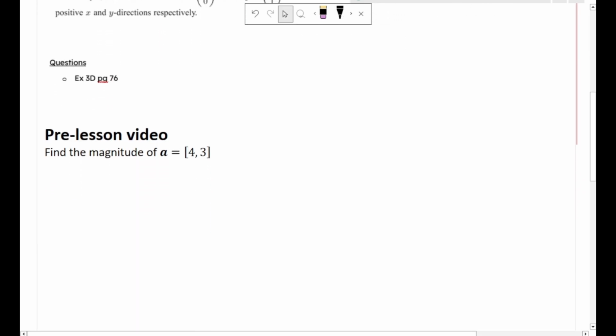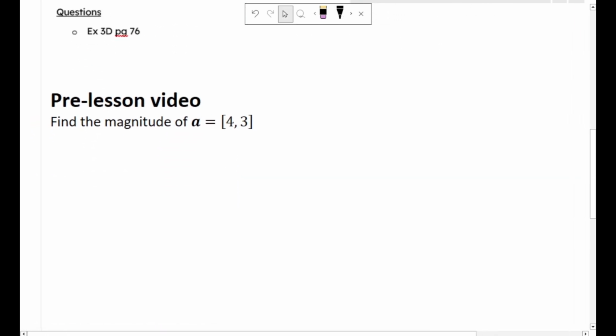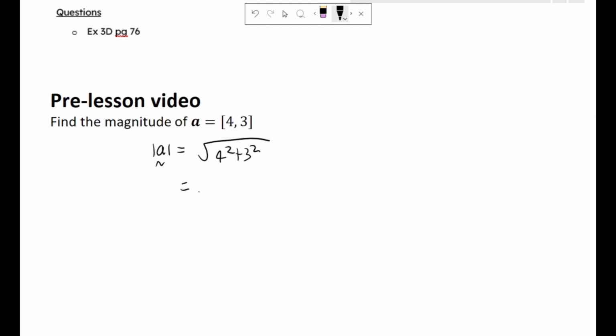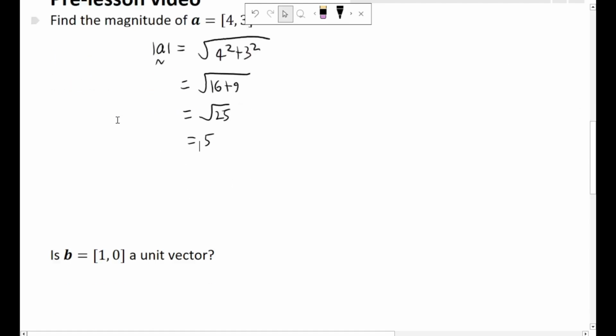Okay, so let's find the magnitude or modulus of this vector. Mod A there equals the square root of 4 squared plus 3 squared, which is the square root of 16 plus 9, which is root 25, which is actually just 5. So that's the magnitude of A.